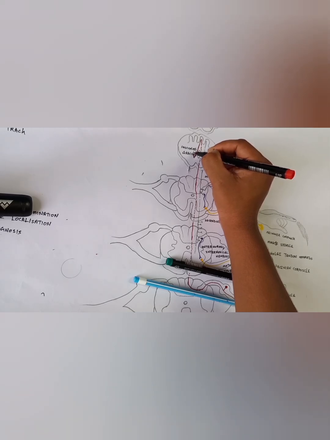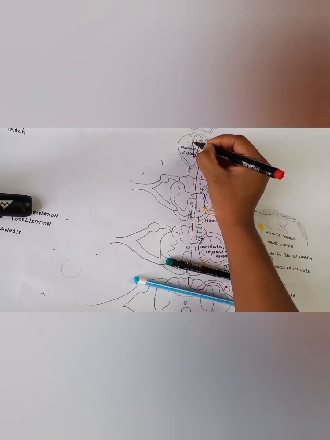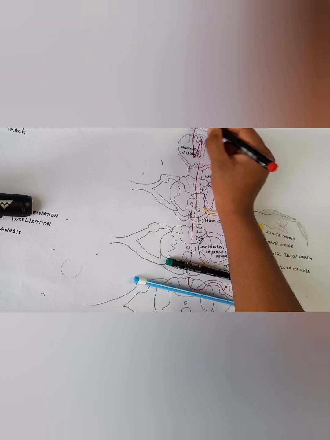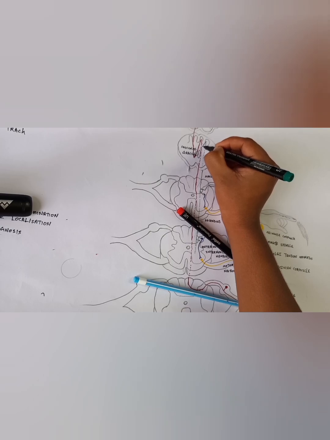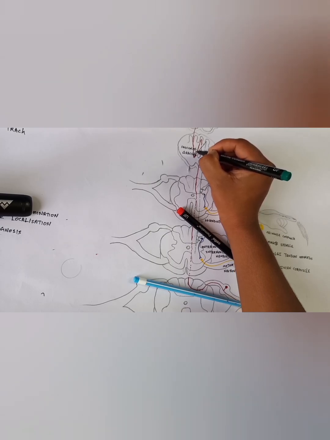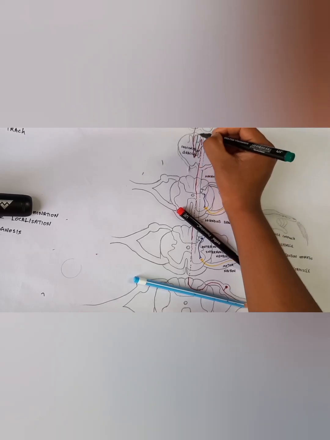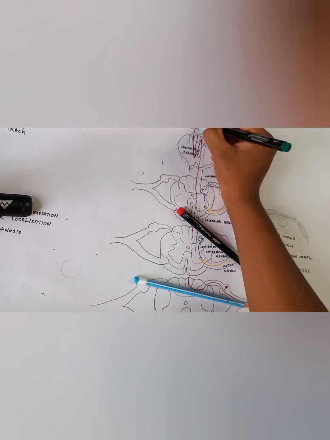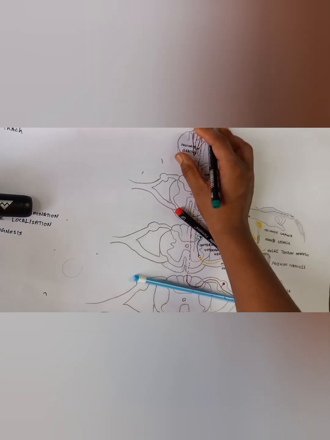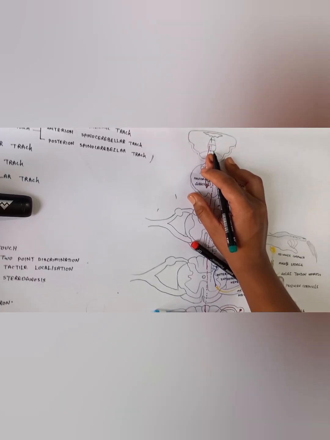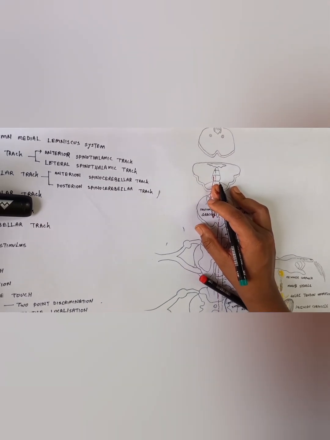The axons of the second order neurons sweep anteromedially around the central gray matter and decussate, meaning they cross the midplane and come to the opposite side. These fibers decussate with the corresponding fibers of the opposite side in the sensory decussation. Because of this decussation, the right half of the body is sensed by the left cerebral hemisphere and the left half of the body is sensed by the right cerebral hemisphere. So, the axons of the second order neuron decussate to form the medial lemniscus system.